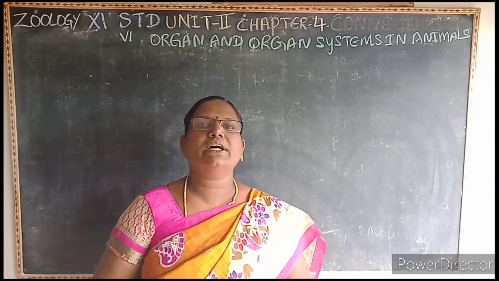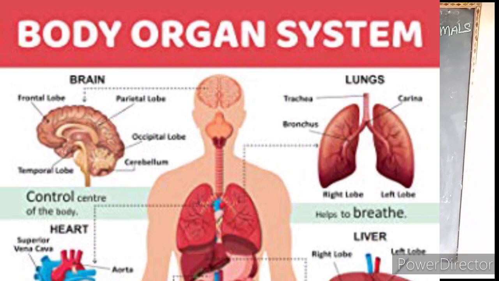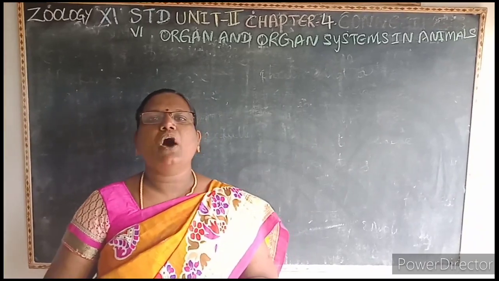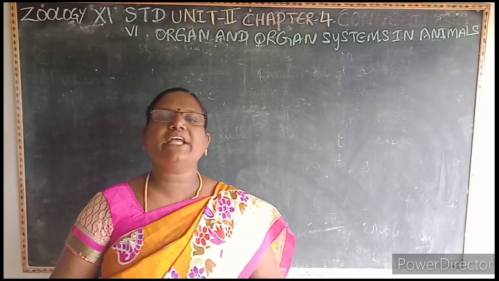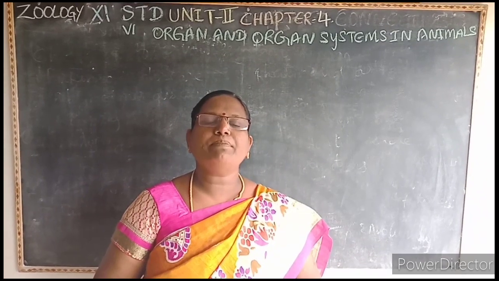different functions of the organ system. What is an organ system? The group of cells forms a tissue, the group of tissues forms an organ, the group of organs forms an organ system and organism. And to differentiate the structural organization in cockroach, earthworm and frog.